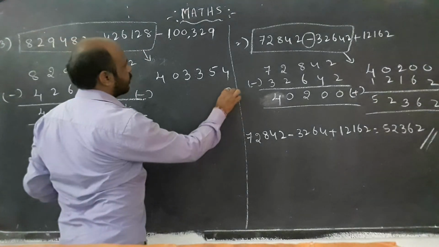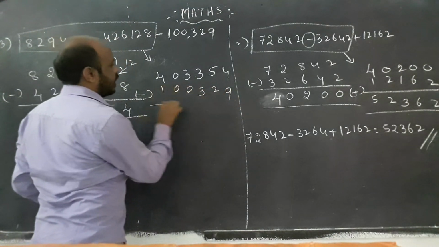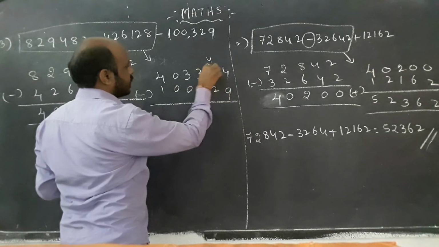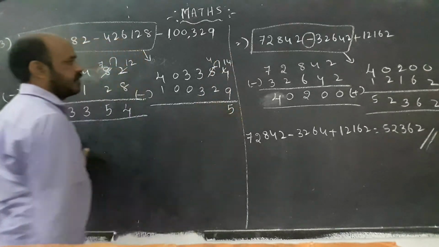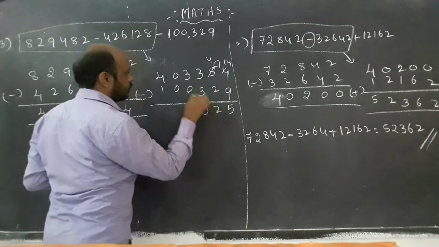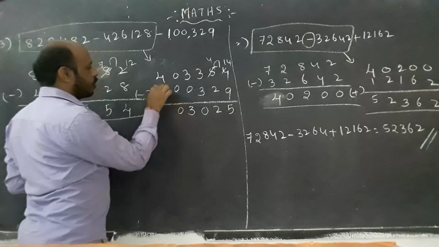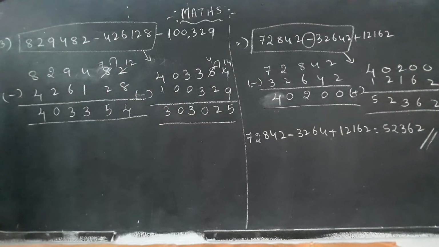Now subtract 1,329 from it. In the ones place, 4 minus 9 can't be done, so take a borrow: 5 becomes 4, and 4 becomes 14. 14 minus 9 is 5. 4 minus 2 is 2. 3 minus 3 is 0. 3 minus 0 is 3. 0 minus 0 is 0. 4 minus 1 becomes 3. How much did we get? 3,03,025.